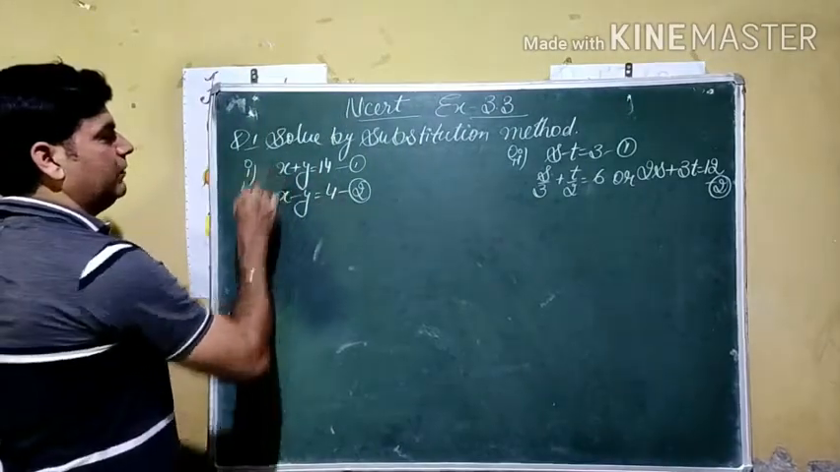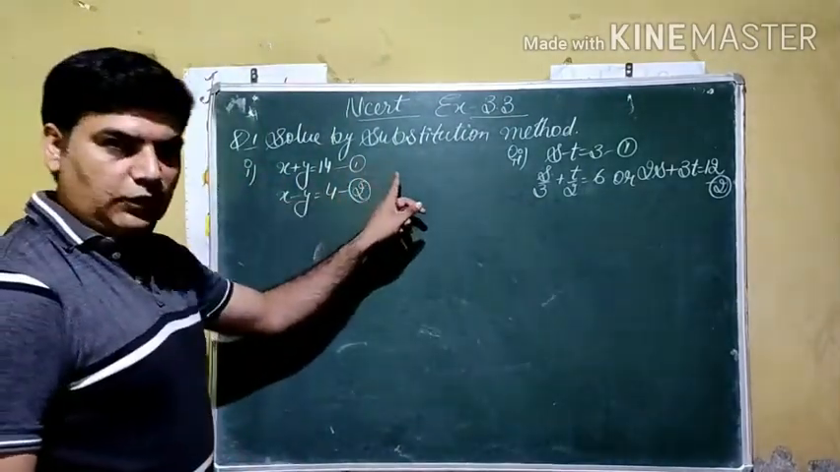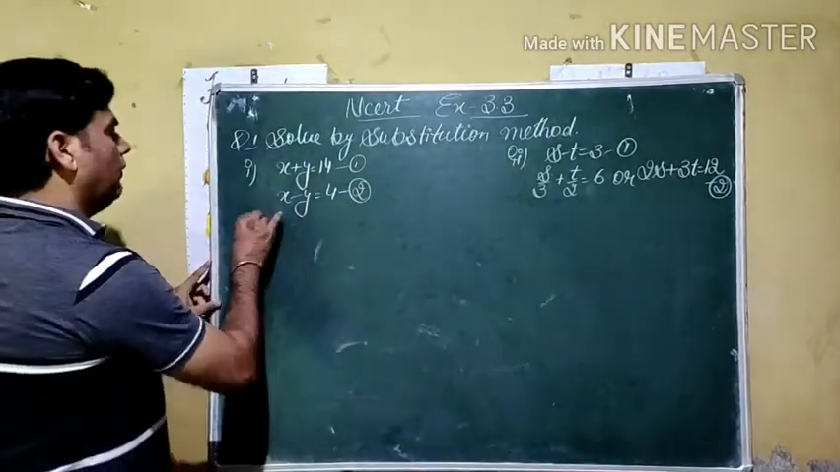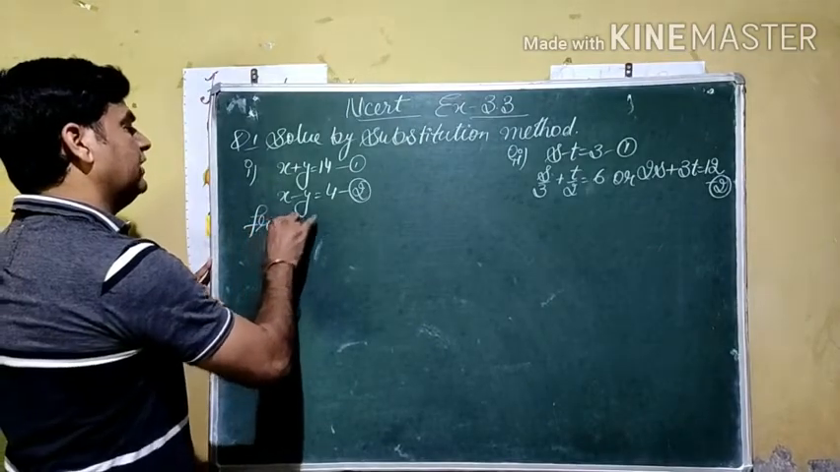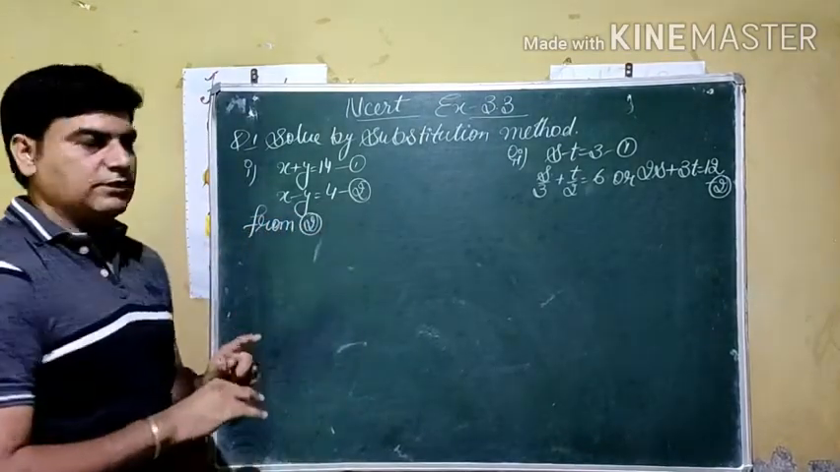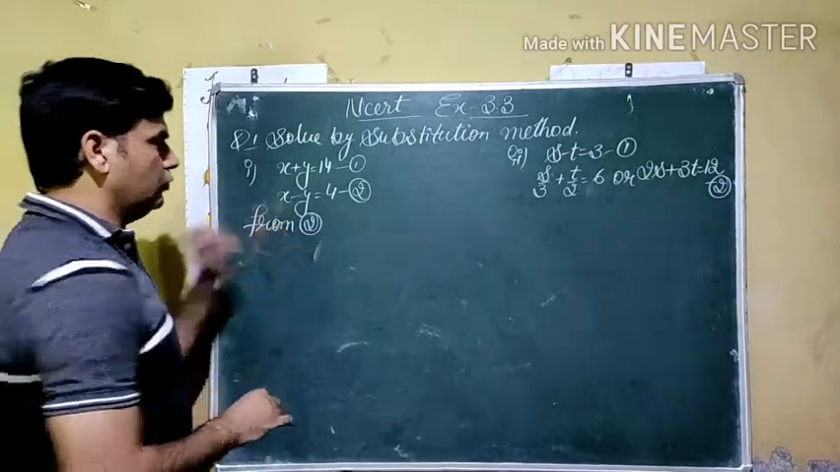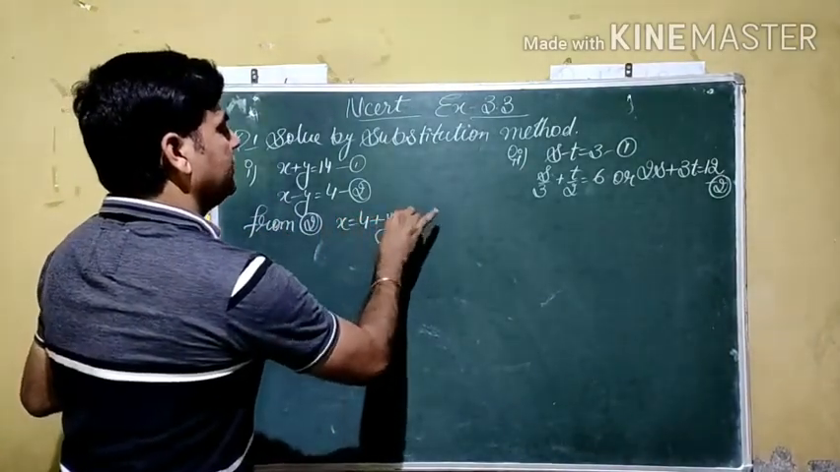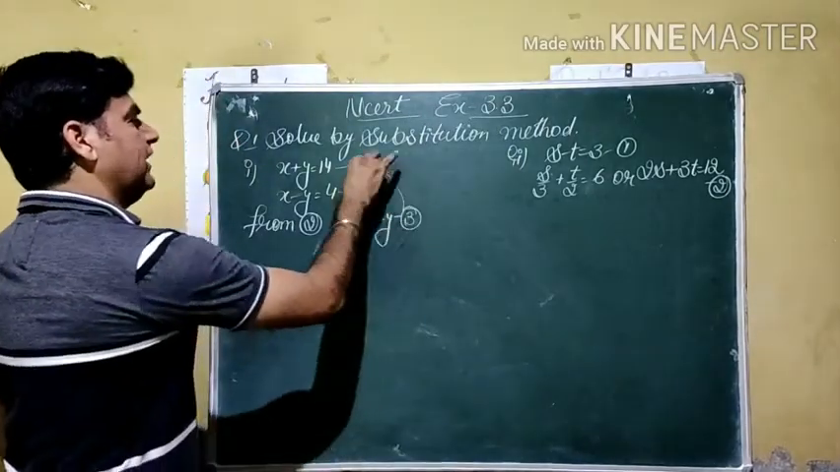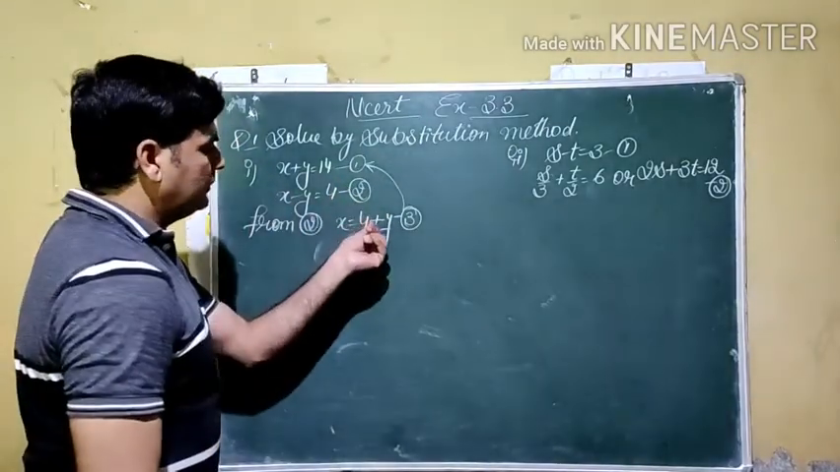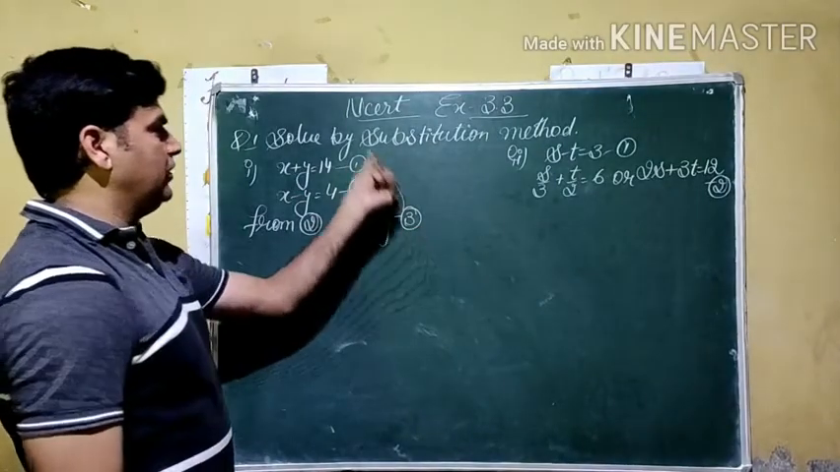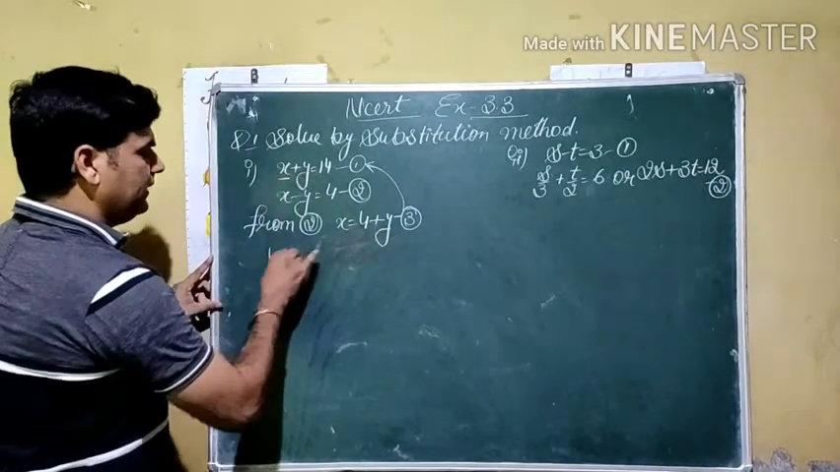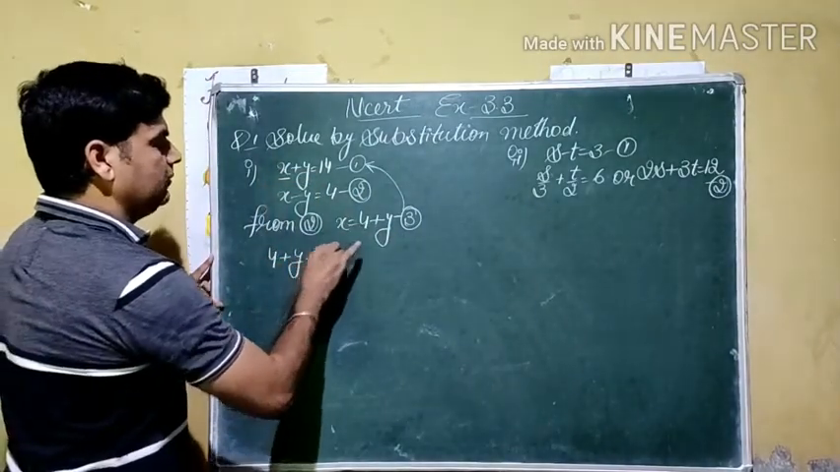In part number 1 we have x plus y is equal to 40, equation 1, and x minus y is equal to 4, that is equation number 2. From one of the equations given above, we choose the simplest one. Here we are choosing 2. From here the value of x becomes 4 plus y, giving result number 3. We use this value from 3 in 1, so we get x replaced by 4 plus y, and that is equal to 40.